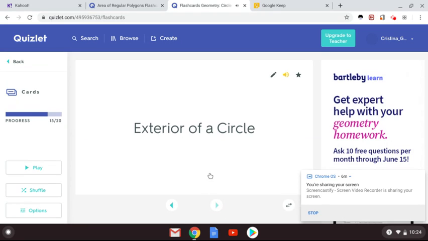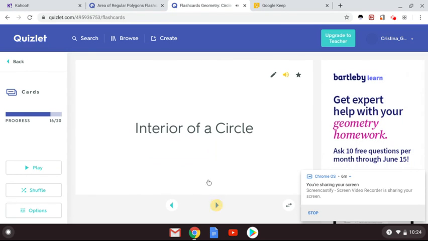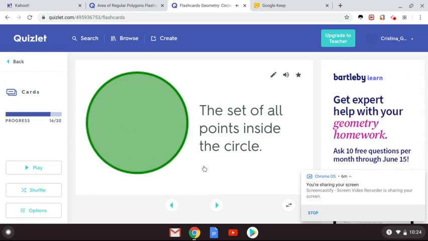Exterior of the circle: the set of all points outside the circle. Okay, that one's pretty simple. It's just everything we know exterior means, everything that lies outside of that circle. Interior of the circle: the interior of the circle is everything inside of that circle, the set of all points inside the circle.